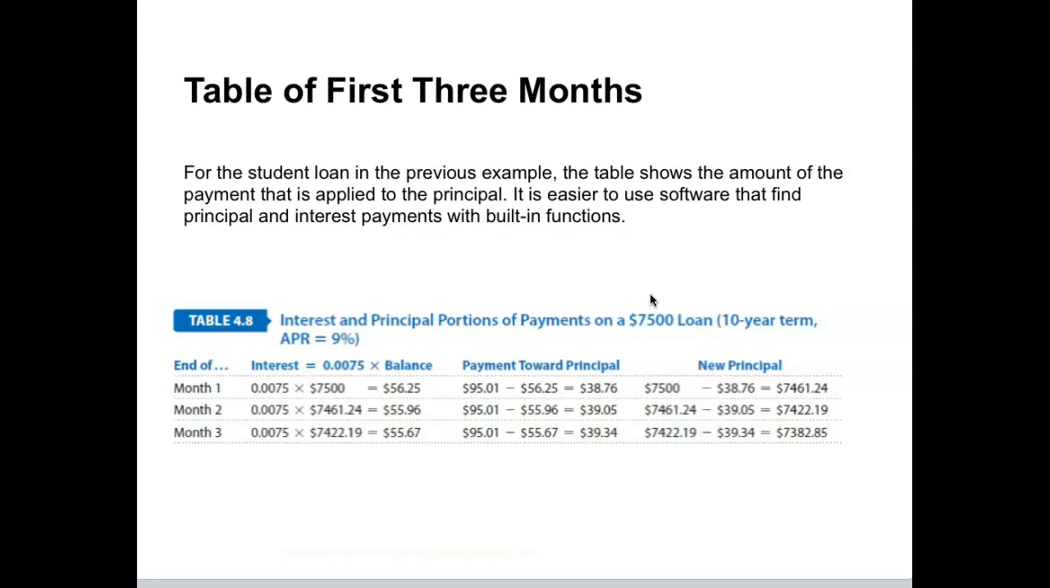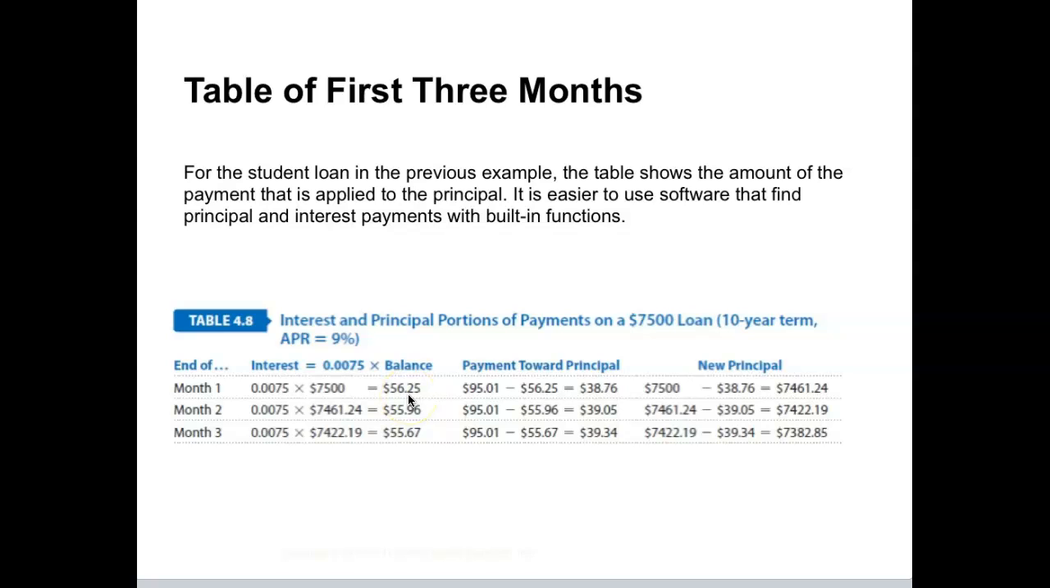So this is an example. This is called an amortization table. And it shows the amount of payment that's being applied to the interest and the amount of the payment that's being applied to the principal of the loan. So on the first month, with an APR of 9%, remember the interest that's actually being charged every month is 9 divided by 12. That comes out to 0.75%. They're only charging you 0.75% in interest every month. So after the first month, 0.75% of 7,500 is 56.25.